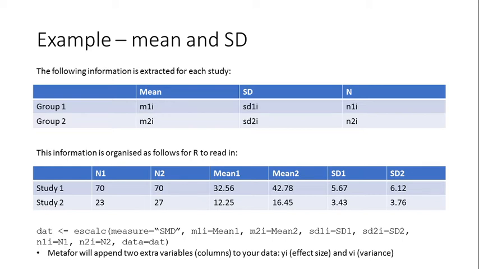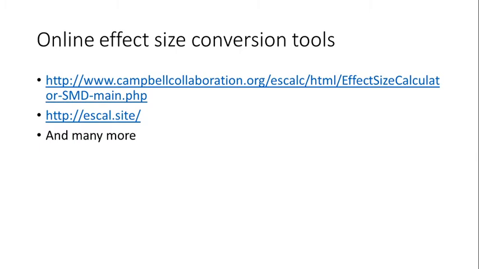I just missed out, you can also use other tools to convert between effect sizes. So I've just put some up here that you can find online, and you can manually produce those yi and vi columns.